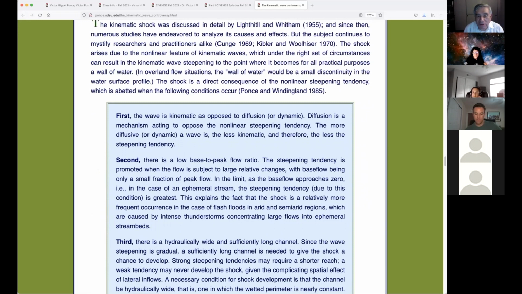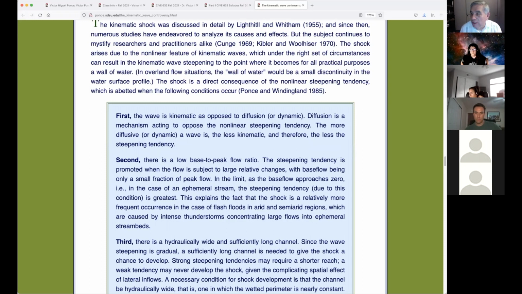The shock is a direct consequence of the nonlinear steepening. Okay, so what are we doing here? We were concerned about the kinematic shock. Remember, I talked to you the other day and I said when I was in the Pantanal, I told Hugo Benito that I wanted to see the steepening of the waves, and he told me point blank, there's no wave steepening here in the Pantanal.